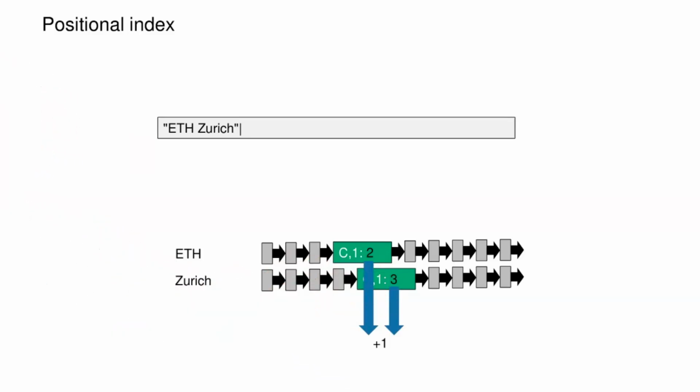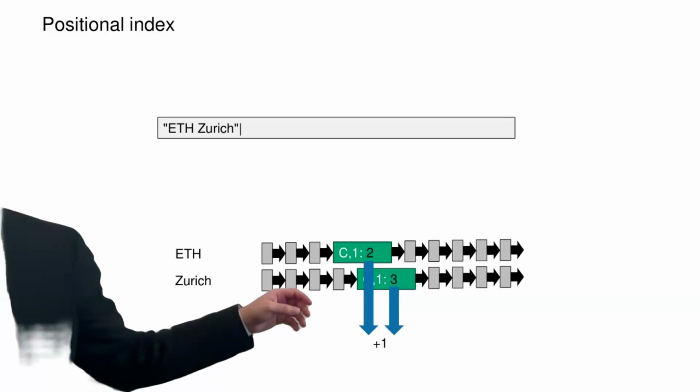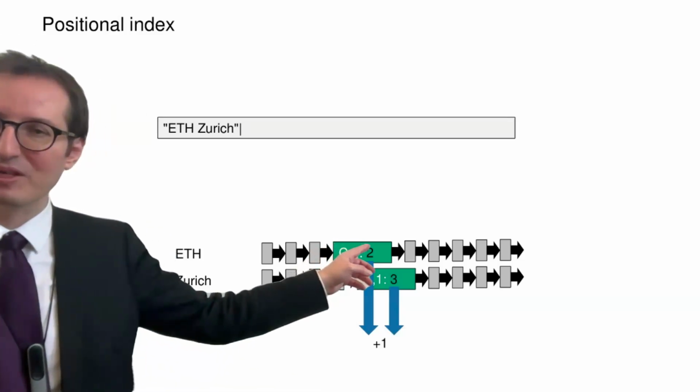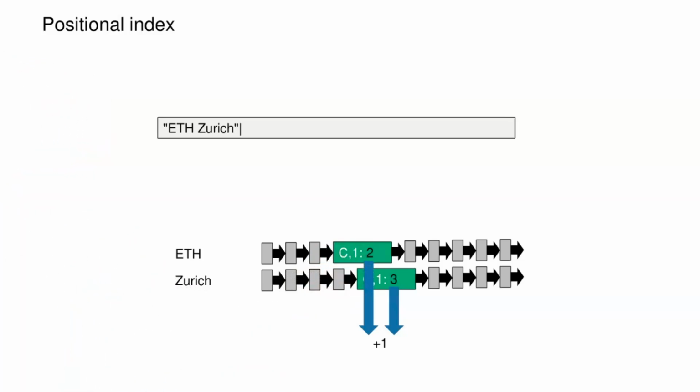Now we know that document C contains ETH and Zurich, right? It's the same algorithm, the intersection algorithm, except that instead of testing for equality, you test for an offset of 1. Who is with me? Who agrees? That tells us the results? Most of you. Okay, awesome.